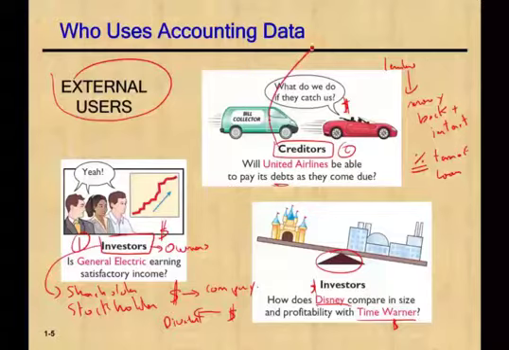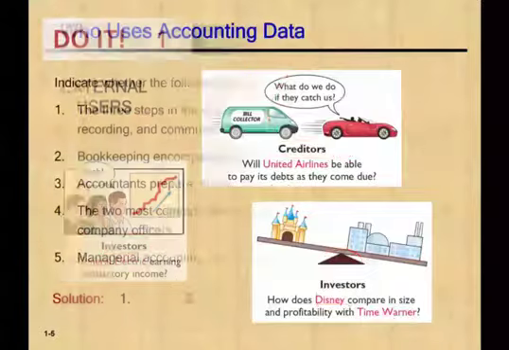Suppliers are very similar to creditors. Suppliers are people that sell you stuff on account. They are all external users. But as far as we're concerned, we target two main groups, investors and creditors. And why do we target those two groups? Because they risk their money. They put their money on the line to finance the company. Therefore, they're most interested in this information.